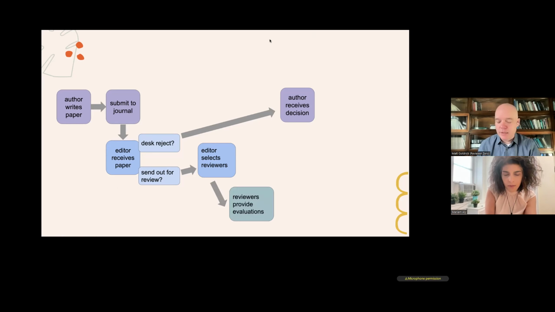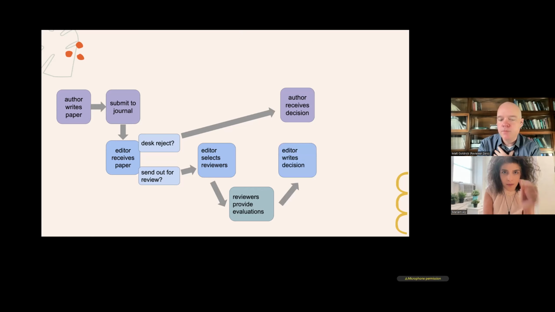Once the reviewers have been selected, you've managed to find people that'll look at it, the reviewers provide evaluations. This can take quite some time. Sometimes people follow deadlines. I know you'll be shocked to learn that there are academics who do not follow deadlines. And so sometimes this process can take quite a bit of time. Each reviewer is writing a report basically on the paper they've been asked to review. The editor then reviews these different reports and writes a decision letter. And we'll go through what that decision letter looks like.